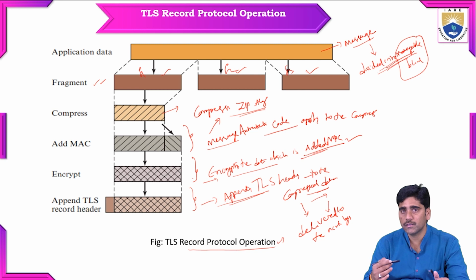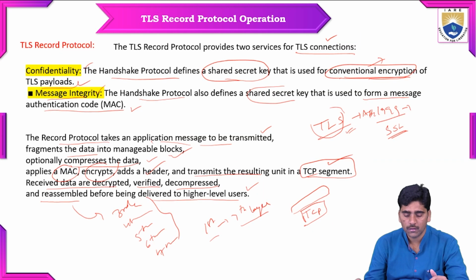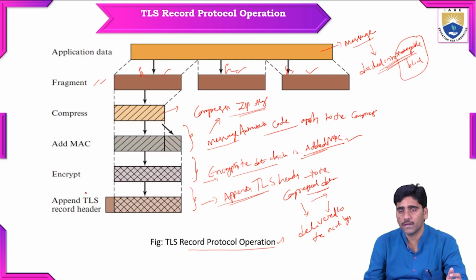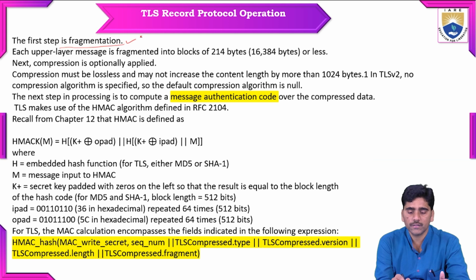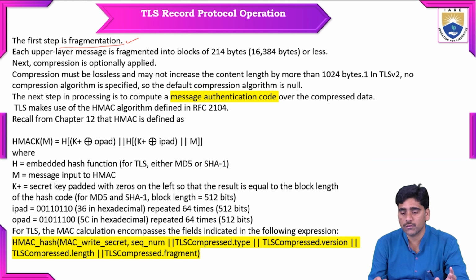After receiving that message, the next layer is going to decrypt that message, verify that message, decompress that message, and reassemble that message. So here we can see all the steps. The first step is what? Fragmentation. Each upper layer message is fragmented into blocks of 2^14 bytes or less.